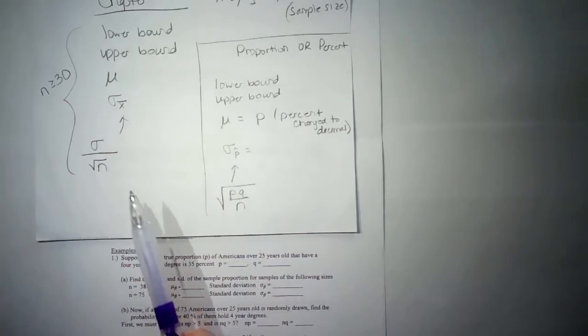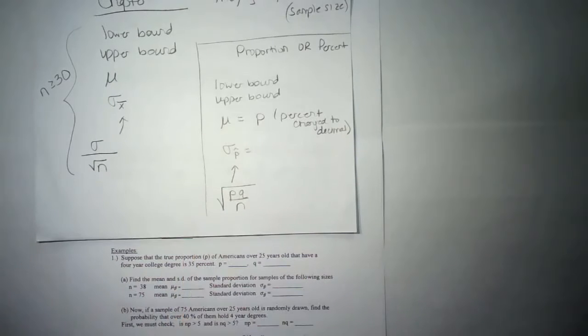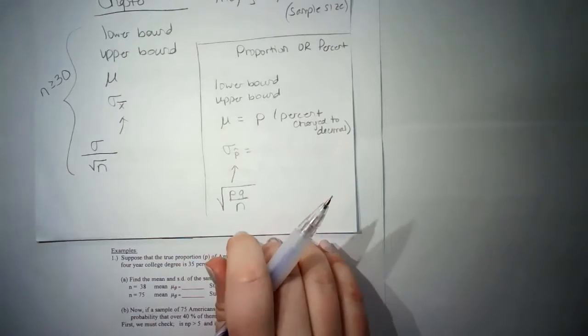And these are the formulas we're going to use instead. So your mean is now your percent. Your standard deviation is now going to be this crazy little formula. That's what you're going to use anytime you see a percent or a proportion. Okay, all right, so let's jump right in then.